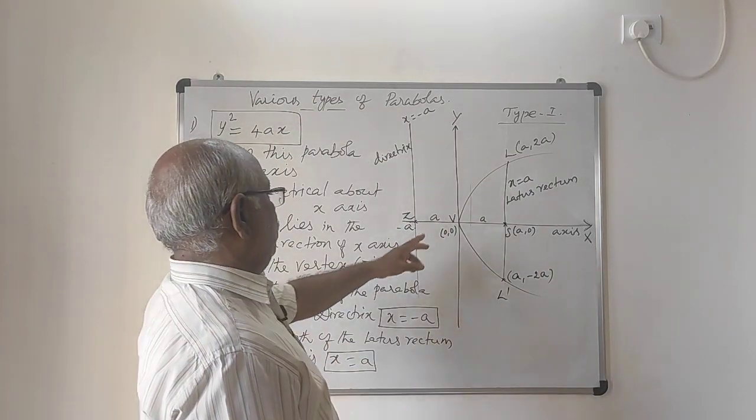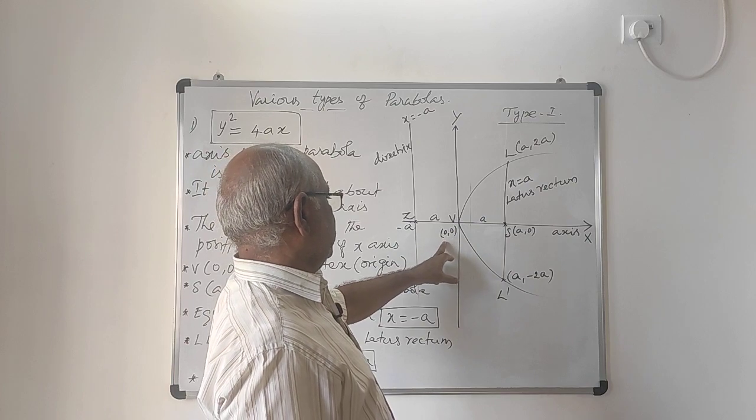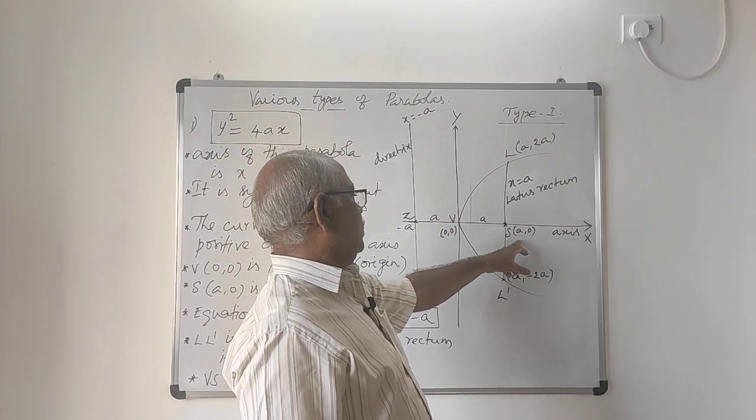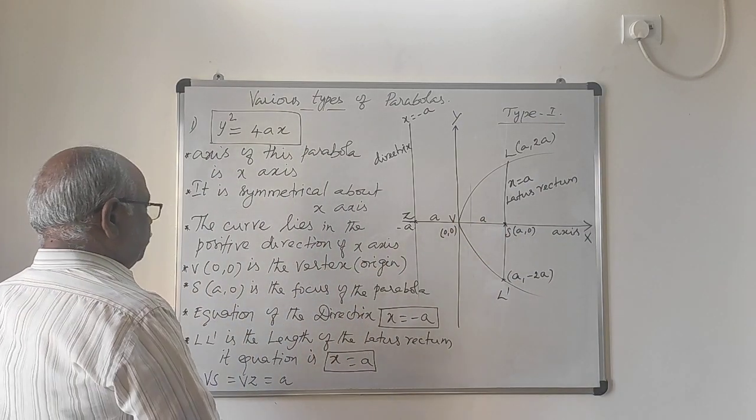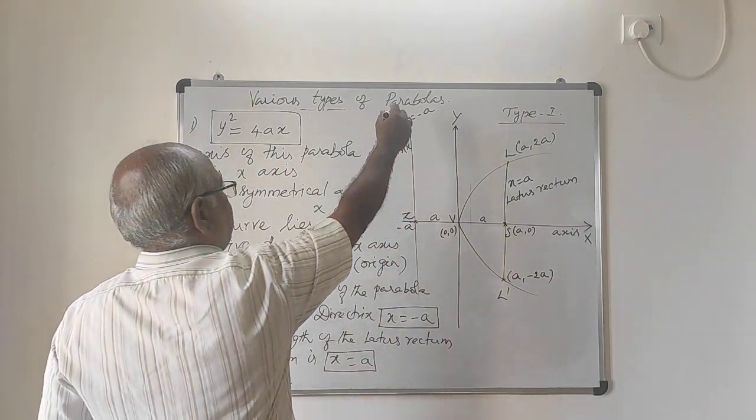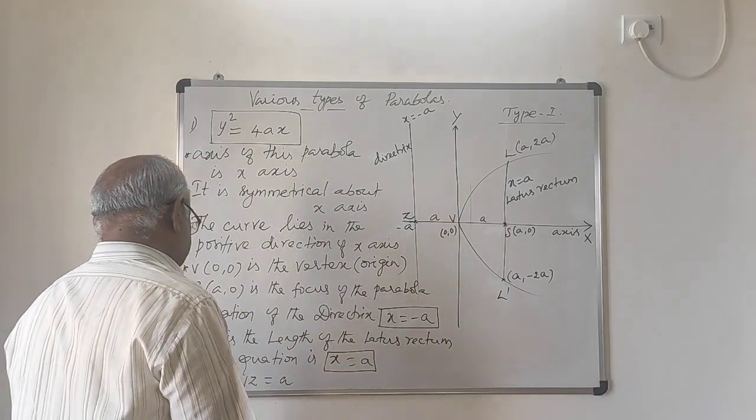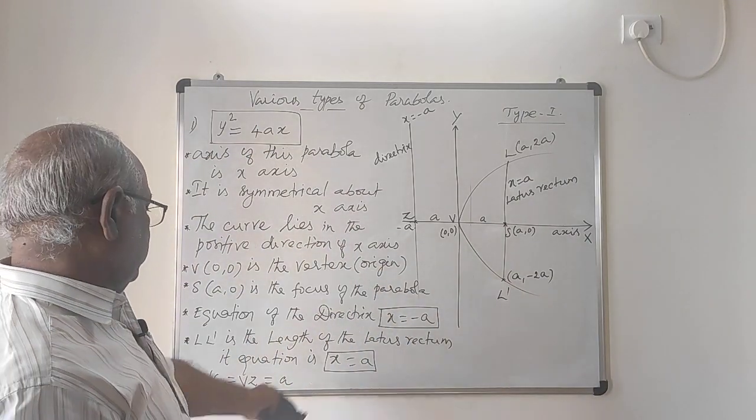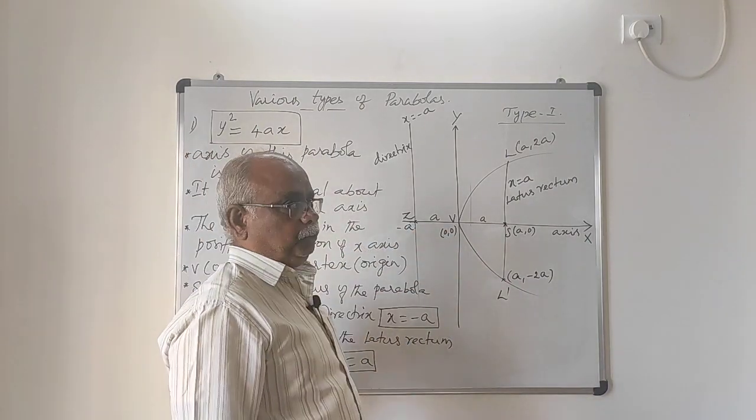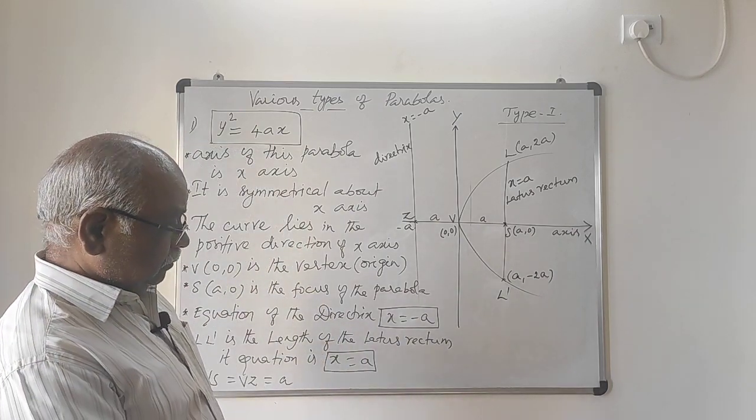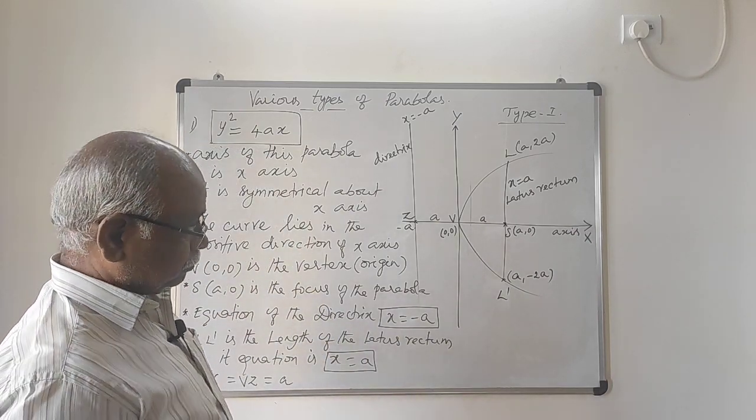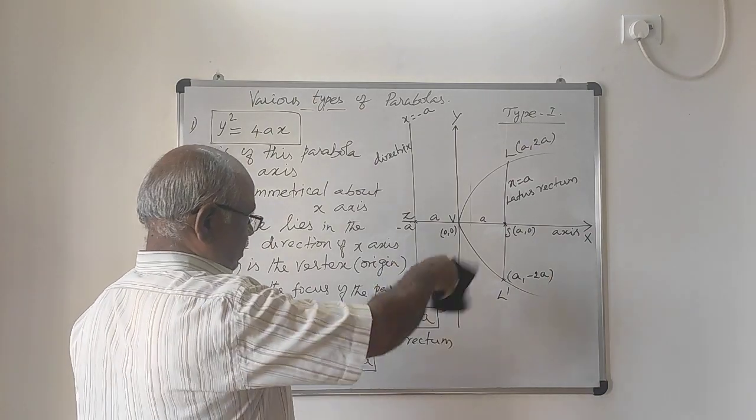Origin (0, 0) is the vertex of the parabola. (a, 0) is the focus of the parabola. The equation of the directrix is x equals minus a. The equation of the latus rectum is x equals a. Next, we have to find the length of the latus rectum and the endpoints of the latus rectum.